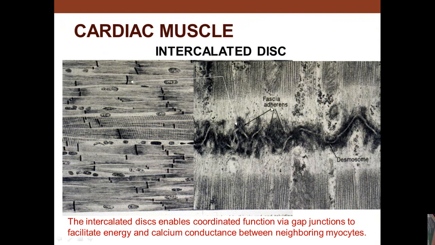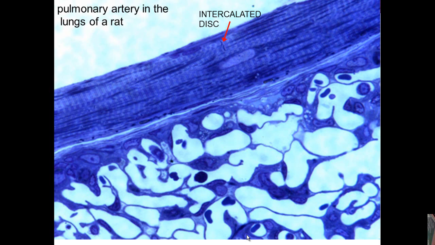So here you see the fascia adherens, and also desmosomal adherence. And desmosomes are associated with intermediate filaments, and here we can see those. So you see heavy lines in addition to the striations of the striated muscle. The intercalated disc enables coordination of function via the gap junctions. Energy, calcium, and different things are transferred from one cell to another cell via the gap junctions.